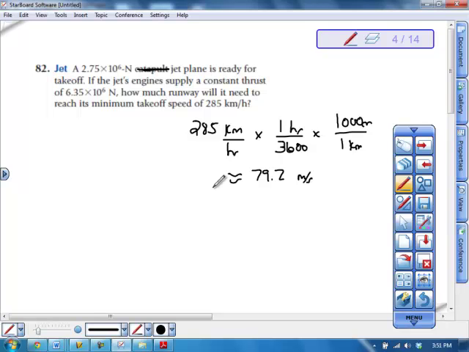That's the final velocity we want to reach at the end of this, in the horizontal direction. So let's use F equals ma now.